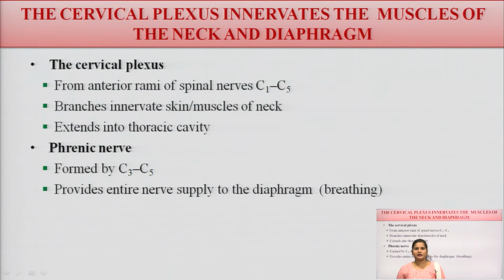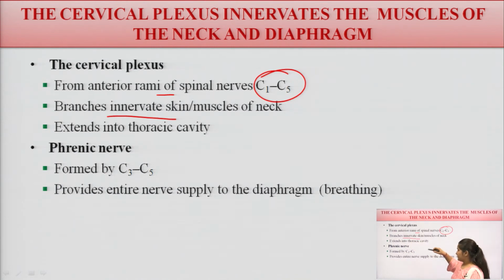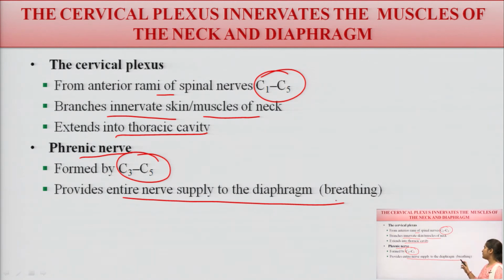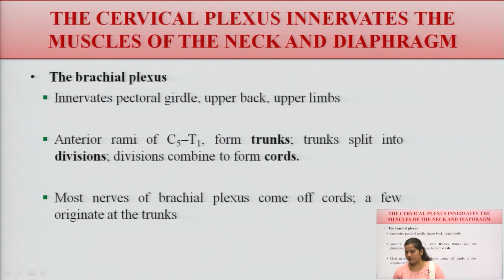Now if we talk about the cervical plexus which innervate the muscles of the neck and the diaphragm. So the cervical plexus from the anterior rami of spinal from the C1 to C5, that is the cervical 1 to cervical 5, and branches innervate the skin muscles of neck, and it extends through the thoracic cavity. Now phrenic nerve, so it is formed from the C3 to C5 and provide the entire supply to the diaphragm for the breathing. Okay, so this number always remember for the cervical plexus and the phrenic nerve.